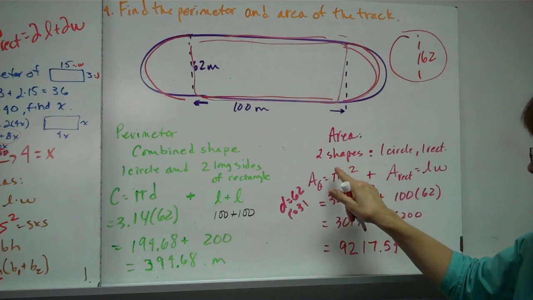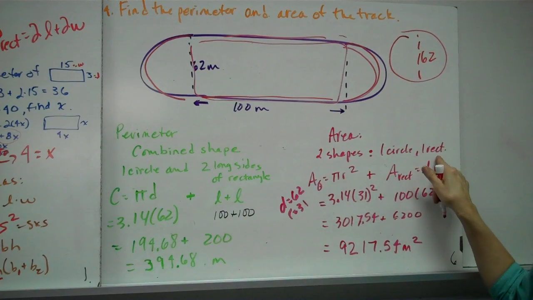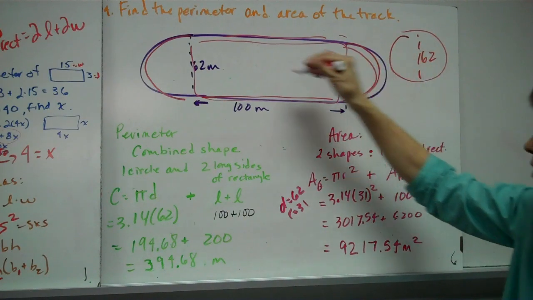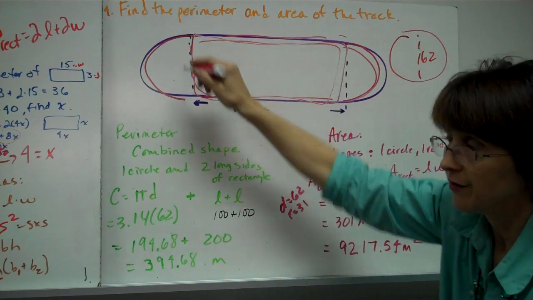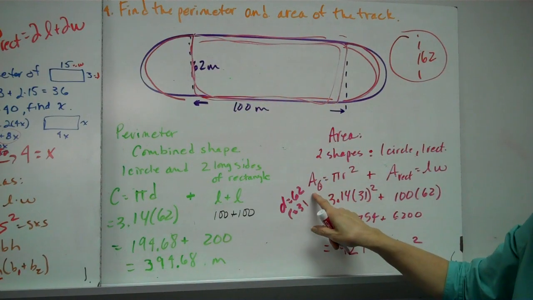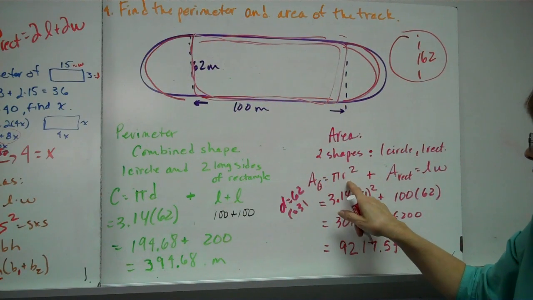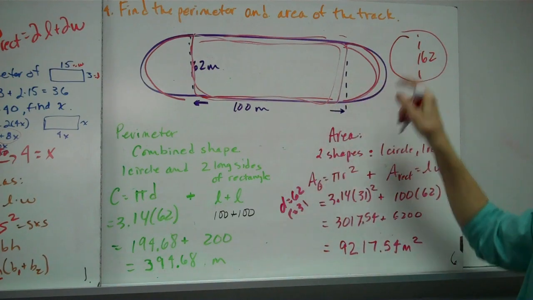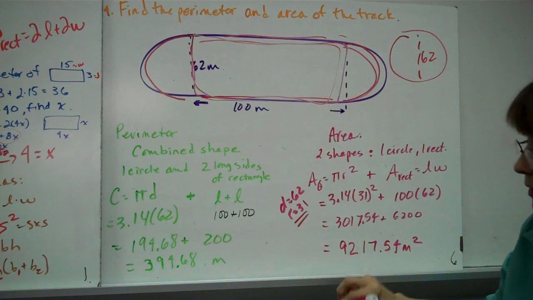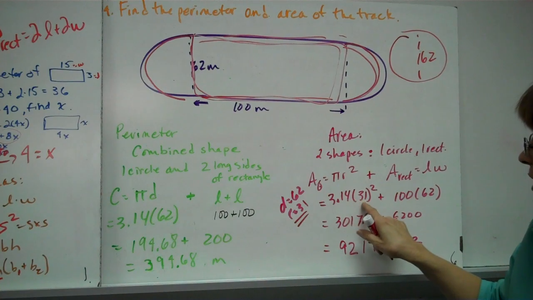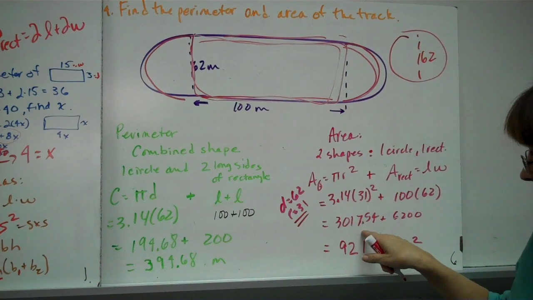The area is very similar, same thing. I got two shapes, one circle and one rectangle. Now I have a whole circle and a whole rectangle I've got to find the area of. Okay, I have the area equals pi r squared, and I know if my diameter is 62, my radius is 31. So I have 3.14 times 31 squared, and that boils down to that number.